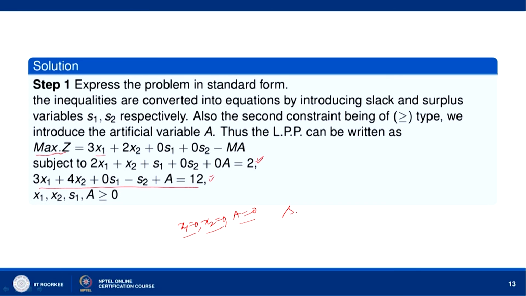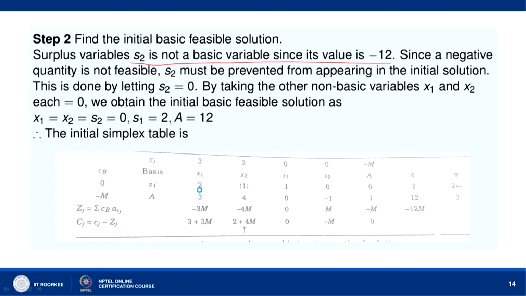S2 equal to minus 12. Okay. So, if we choose variables x1, x2 and a equal to 0, we get S2 equal to minus 12, but S2 cannot be minus 12. S2 is not a basic variable because its value is minus 12. Negative quantity is not feasible.